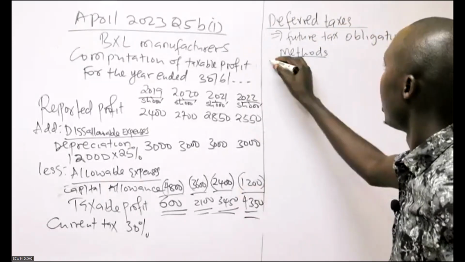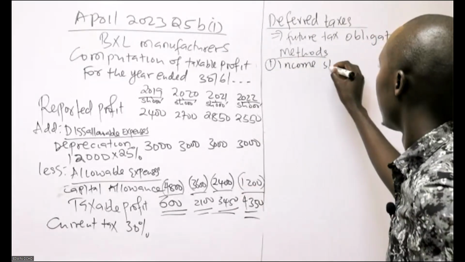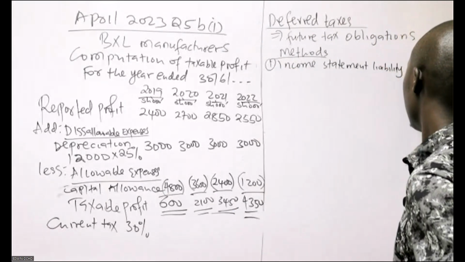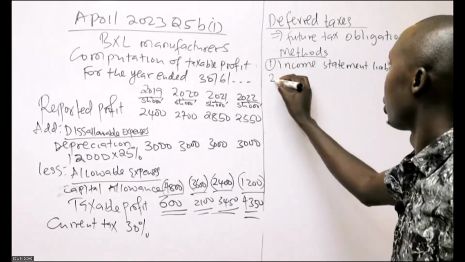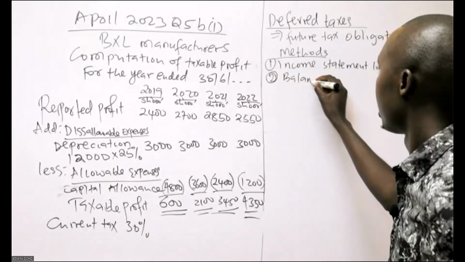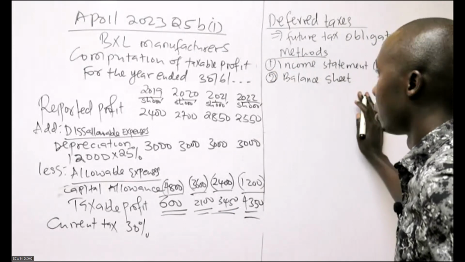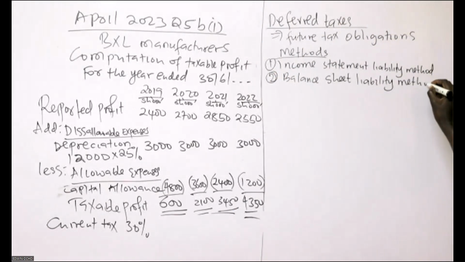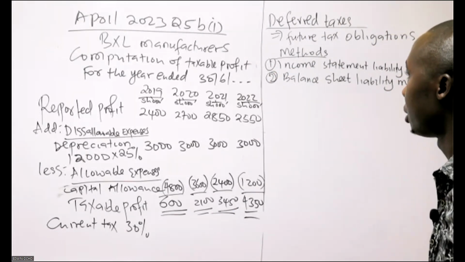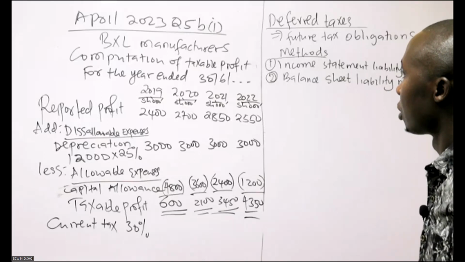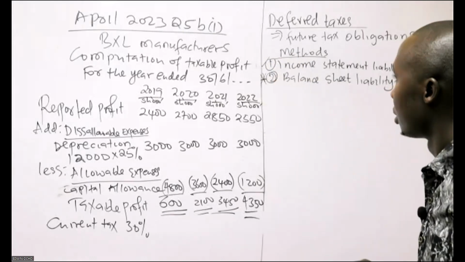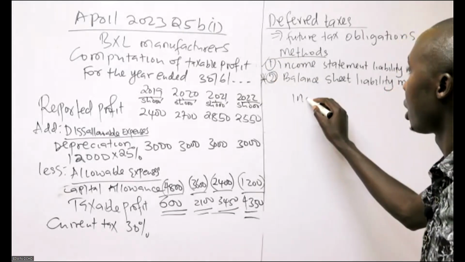The first one is the income statement liability method. The number two, we have what we call the balance sheet liability method. Between the two methods, the one which is recommended is the second one. But before we go to the second one, let's start with the income statement liability method.